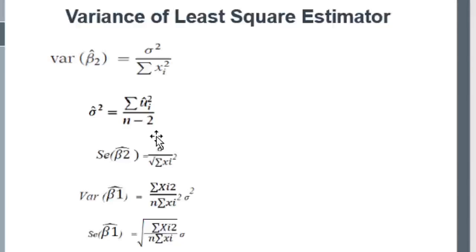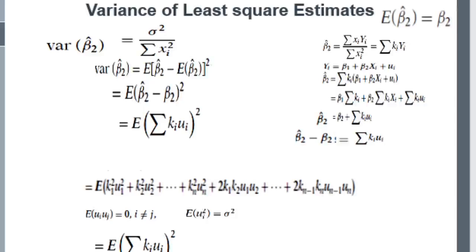Now we are going to derive the variance of the least square estimator. That is, variance of beta 2 cap equal to sigma square by sigma xi square. And here we want to prove that variance of beta 2 cap equal to sigma square by sigma xi square. Let us see how we can derive this.